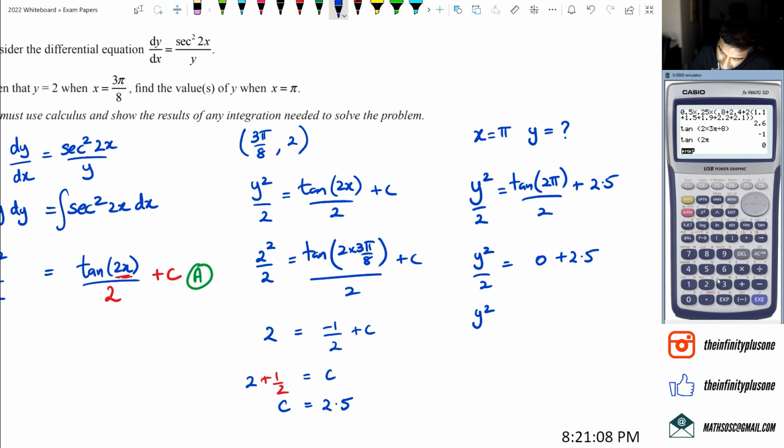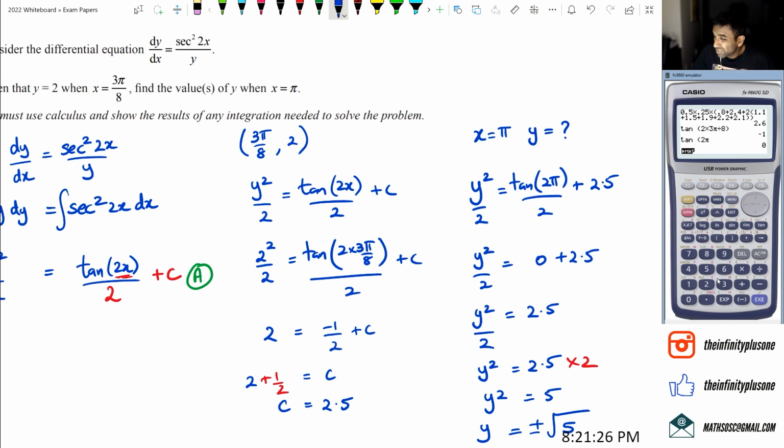So y squared is equal to 2.5 over 2. Cross multiply, I've got y squared equals 2.5 multiplied by 2, which means y squared is equal to 5. So therefore I can say y is equal to plus or minus square root of 5.